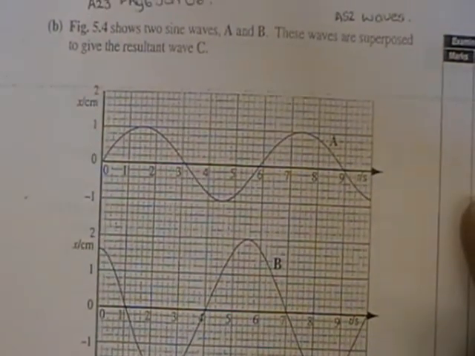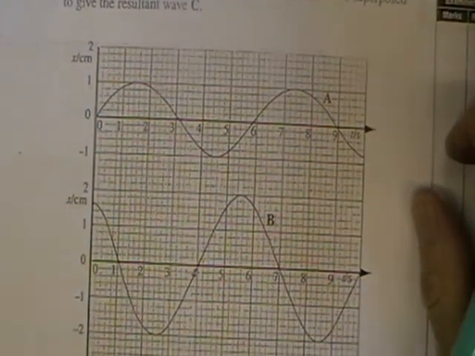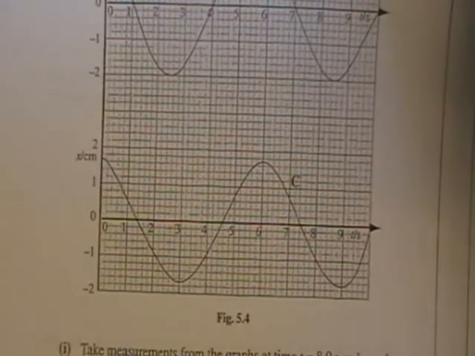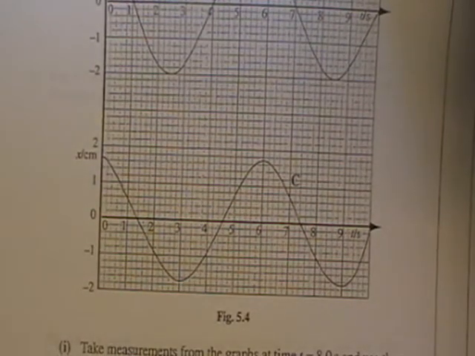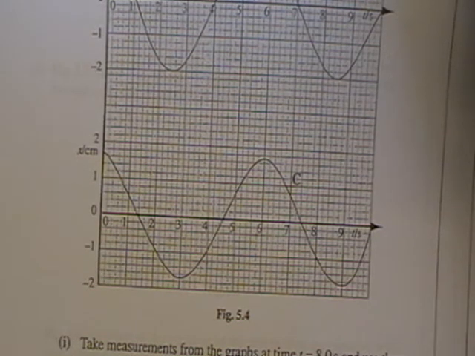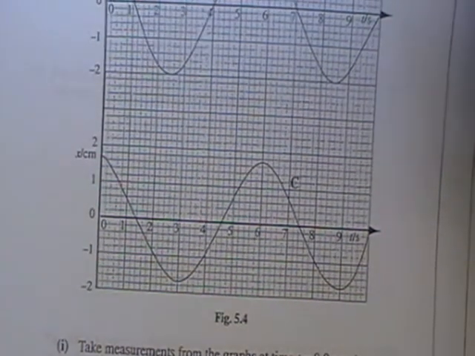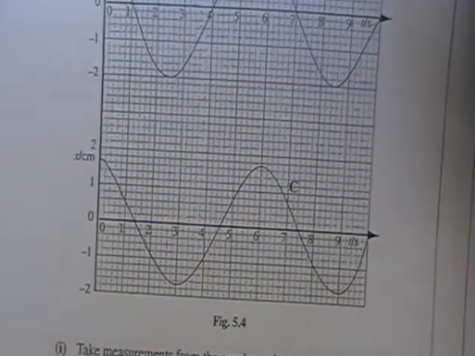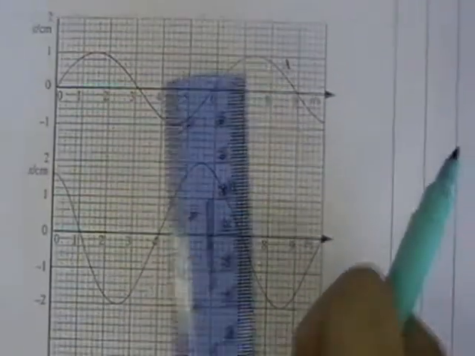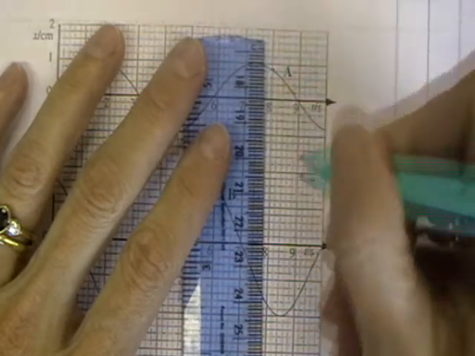This is the same question, it's part B, and this is a waves question. Figure 5.4 shows 2 sine waves A and B. These waves are superposed to give wave C, and wave C is at the bottom here. Take measurements from the graph at time t equals 8 seconds, and use them to confirm that the principle of superposition of waves has been applied correctly to give wave C. Show your reasoning. So we need to look at 8 seconds here and read off a value for A and for B.